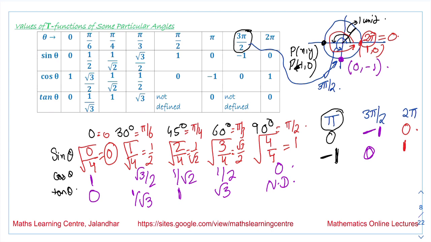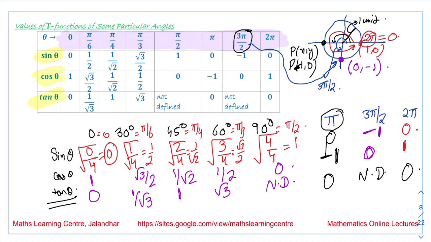On dividing these values, we will obtain the values of tan theta. So corresponding to the first value, we get the answer 0. For the next, it is not defined, and for the last, it is 0. So we have obtained this table corresponding to some of the angles. We have listed the values of these trigonometric functions, sine theta, cos theta, and tan theta.